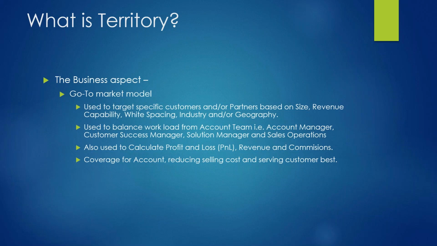White spacing. White spacing is a term which is very common in business scenarios. Just for example, I have 10 products, and only 6 are sold to the customers. It means I still have space for 4 more products which are not being sold to the customers. That is called white spacing. So I can target my customer to sell those 4 products or a new product which is coming as part of my product landscape. Or I can also define the target customer based on the industry or the geography.